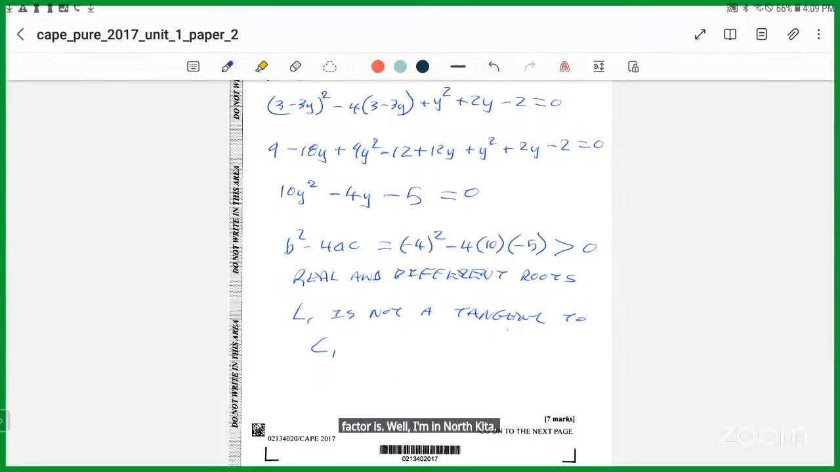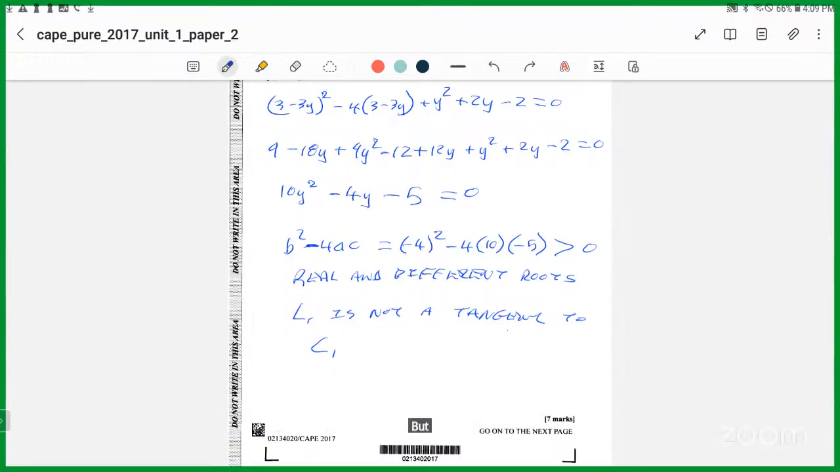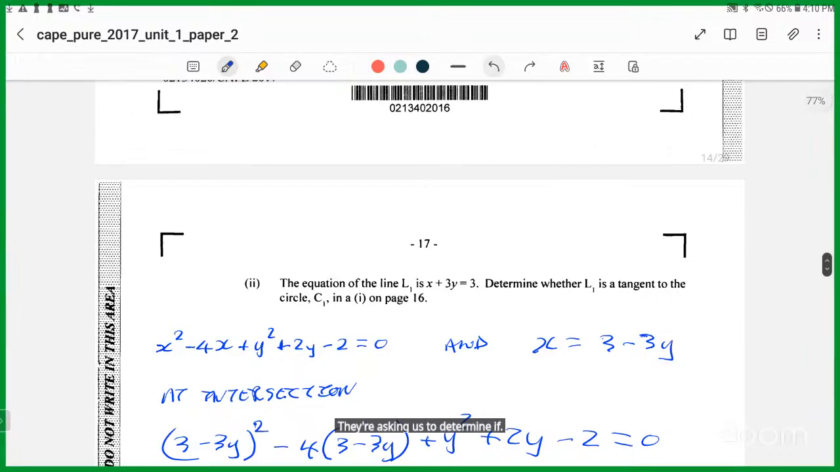So that is it. But doing the discriminant, so you see, pure math students, they can get a question where we have to use the discriminant like this one. Even though they won't ask for the discriminant straight on an add maths question, on a pure maths question they will ask. But you have to know the application and times when you can apply, because they're not asking us for the points. They're asking us to determine if the lines are tangent.